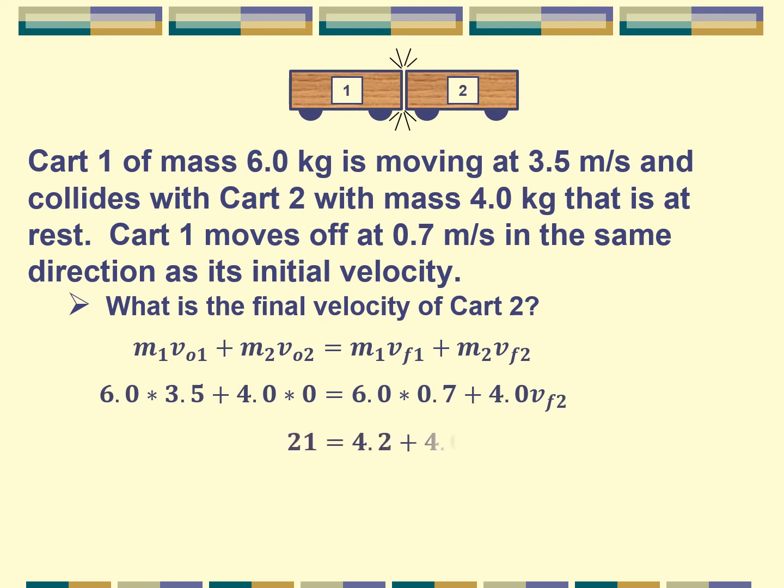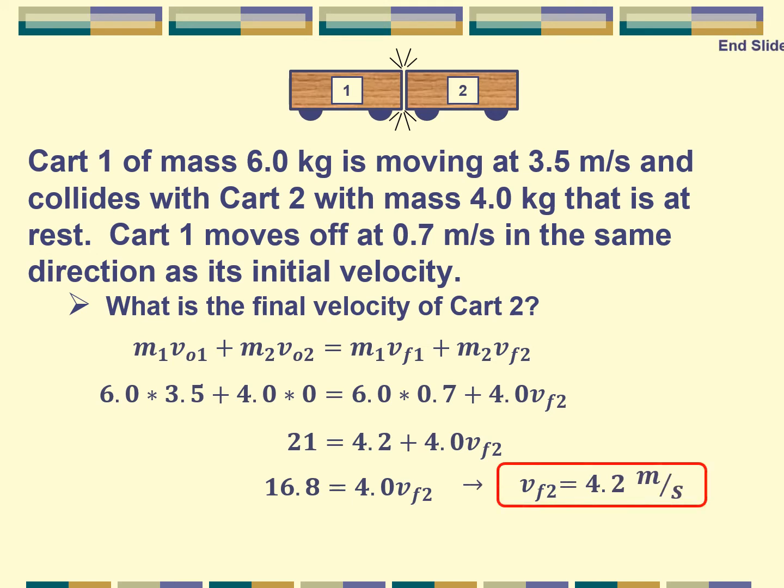So you put these in your calculator, you get 6 times 3.5 gives me 21, and that's going to give me 0, so I get a total of 21 on the left hand side. And then 6 times 0.7 gives me 4.2. So I'll subtract 4.2 from both sides, it gives me 16.8 on the left hand side. Then I divide by 4, and that gives me a total of 4.2 meters per second for the final velocity.